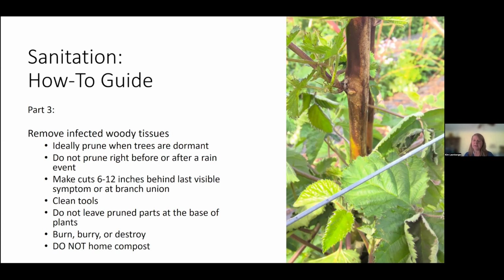Always make sure you're cleaning tools. Again, that's part of sanitation in general, is just cleaning tools. But make sure that when you do that, if you're pruning specifically for disease, that you're doing that after each cut. That makes sure that if for whatever reason you do get into some healthy tissue on the next cut, you don't introduce the disease.